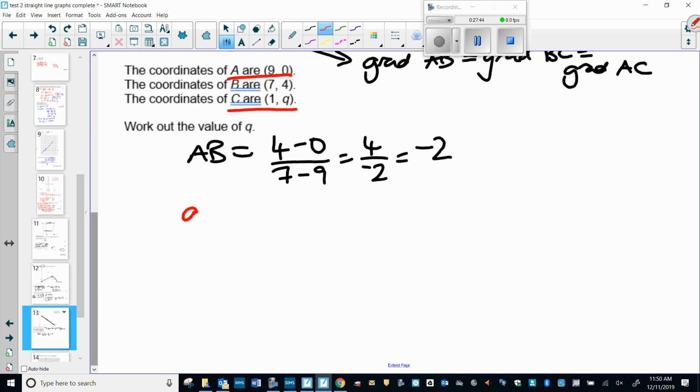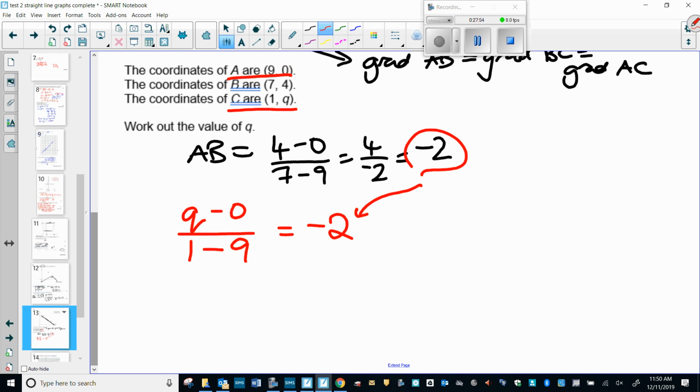So Q take away 0 over 1 take away 9 would equal negative 2. We got that value from here. If you had looked at B, it would be a different way. I did the y equals mx plus c and just substituted. As long as you got the right answer, that's fine.